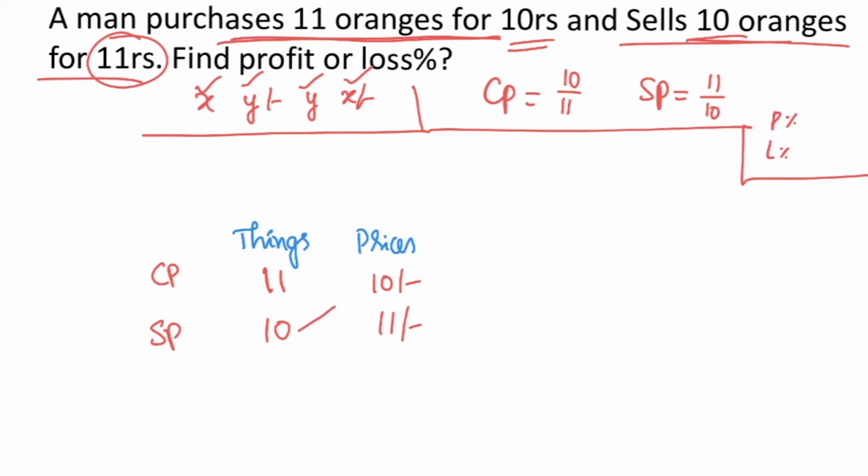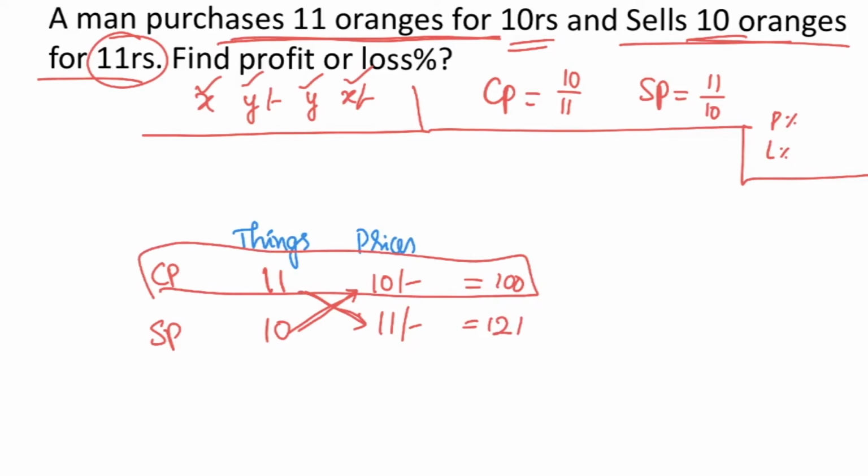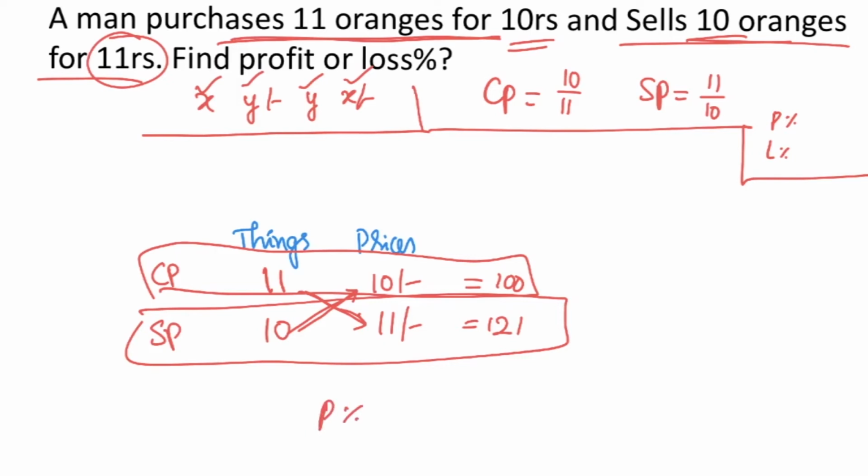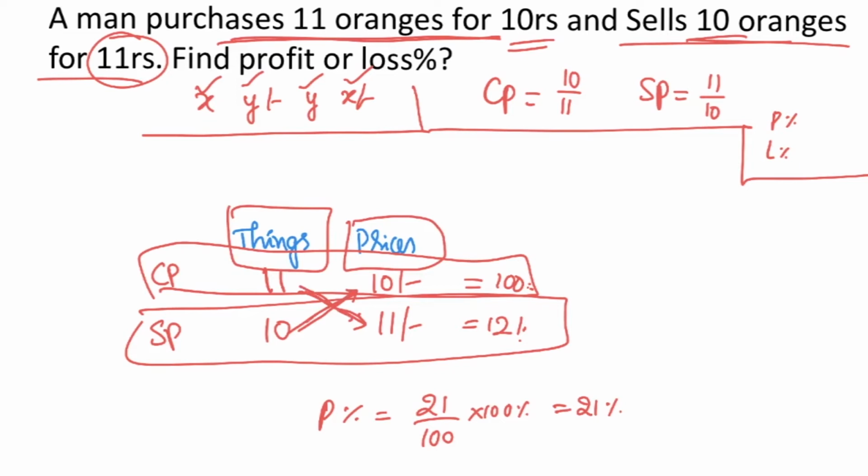Now cross multiply. 10 into 10, 100. 11 into 11, 121. Cost price is 100 rupees and selling price is 121 rupees. So there is a profit. Profit percentage is, how much is the profit? 21 divided by 100 into 100%. So the answer is 21%. Got it? First write number of things, then write prices. Cross multiply. The first value gives you CP 100, the second value gives you SP, that is 121.